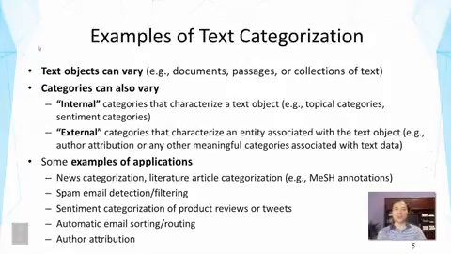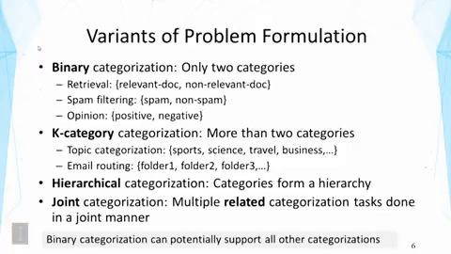And finally, author attribution, as I just mentioned, is yet another application, and it's another example of using text to actually infer properties of some other entities. And there are also many variants of the problem formulation. And so first we have the simplest case, which is a binary categorization, where there are only two categories, and there are many examples like that.